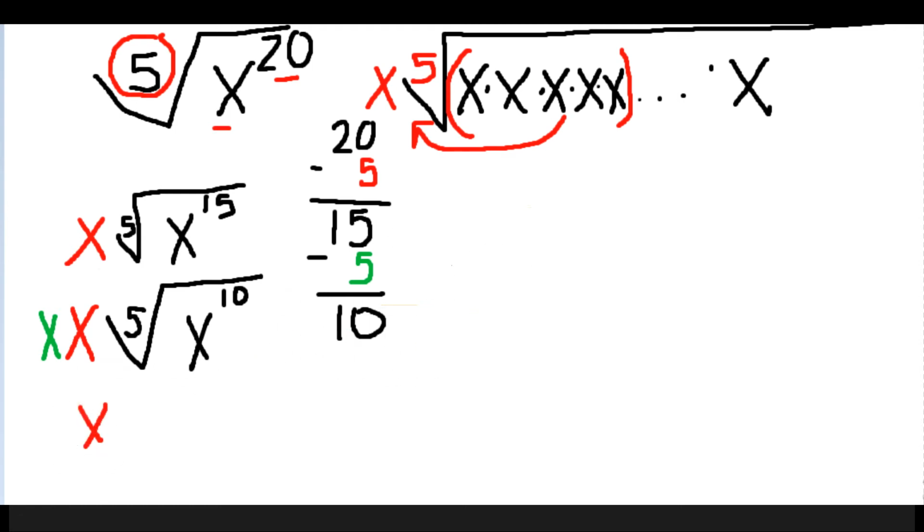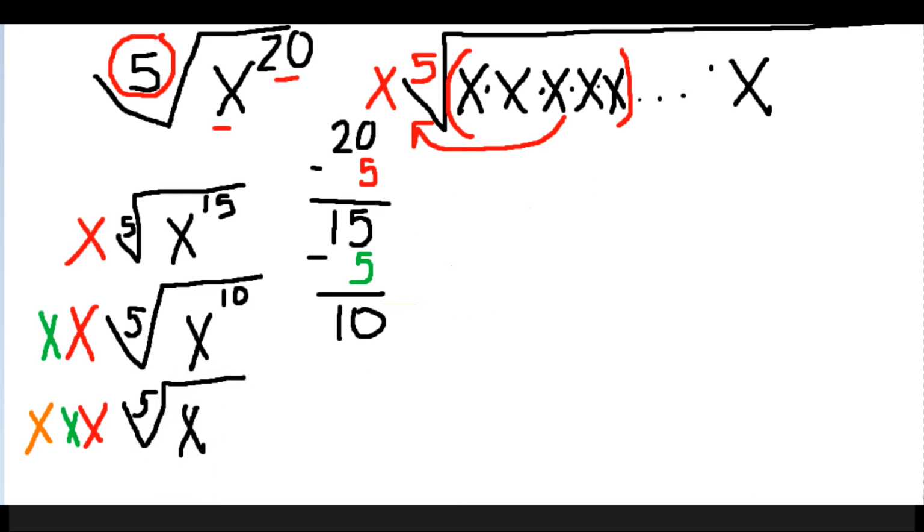Here's our second group of 5 that we pulled out. And now we're going to pull out another group of 5, okay? Which is going to give us another x on the outside of our radical. And then, of course, we have to ask ourselves, what remains inside that radical then? What is our radicand? Do we have anything left? How many x's are there?